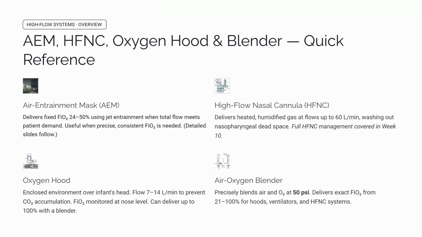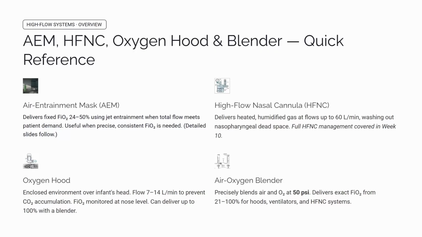All right, last stop. A quick look at high flow and controlled delivery systems you'll see more about later on in this course. The air entrainment mask uses a jet of oxygen to pull in a set amount of room air, delivering a fixed, predictable FiO2 as long as the total flow keeps up with the patient's demand. And we'll come back to exactly how that works in another video. The high flow nasal cannula delivers heated, humidified gas at flows up to 60 liters per minute or even more, which is enough to wash out dead space in the nose and throat. But for now, I just need you to know it belongs in the high flow category.